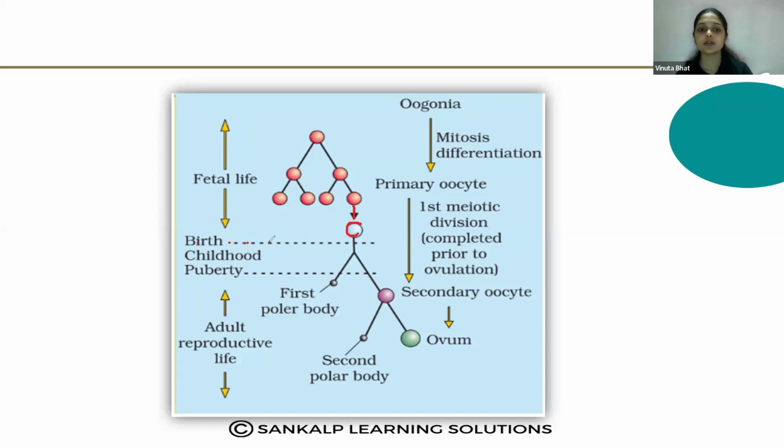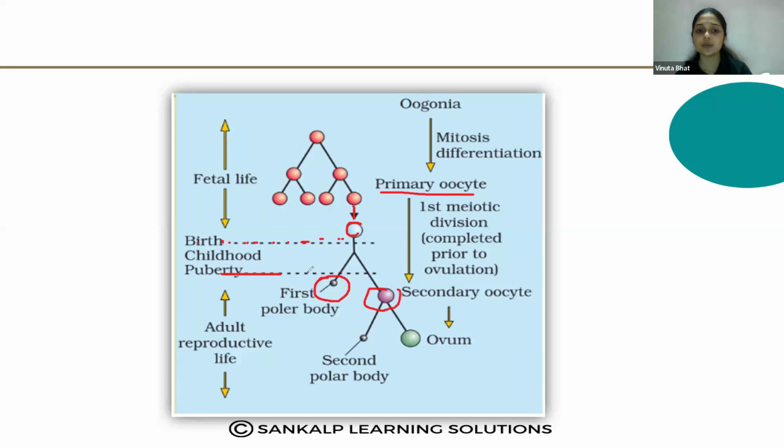Then the birth of the baby takes place. From birth to puberty, the primary oocyte is arrested in the first meiotic division. During this phase, the primary oocyte develops into the primary follicle, secondary follicle, and tertiary follicle. Inside the tertiary follicle, what happens? At puberty, the primary oocyte completes the first meiotic division and forms the first polar body and the secondary oocyte.